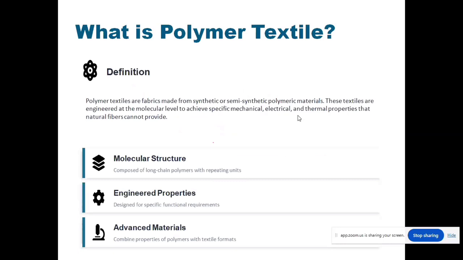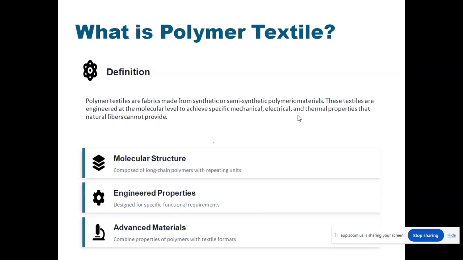What are polymer textiles? Polymer textiles are fabrics made from synthetic or semi-synthetic polymer material. These textiles are engineered at the molecular level to achieve specific mechanical, electrical, and thermal properties that natural fiber cannot provide. So we can modify the property by using polymer textile compounds. That is also possible: by dipping the textile substrate in a suitable material, one can modify the textile property.